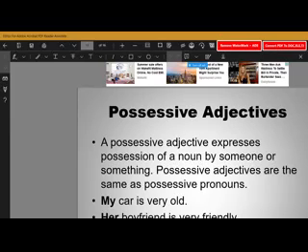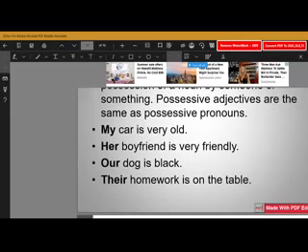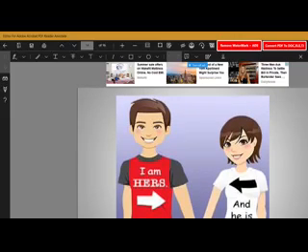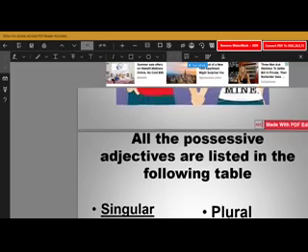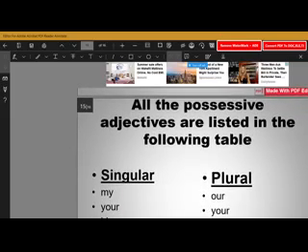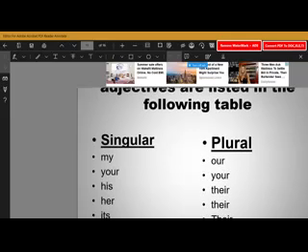Understood? If a word is telling something about a noun, it becomes an adjective. And if the same word is telling something about the possession or the ownership of a particular noun, then it becomes possessive. Same way it is written. Now comes here, and she is. So all the possessive adjectives are listed in the following table. Now singular and plural. Here it is written, see, my, possessive adjective.